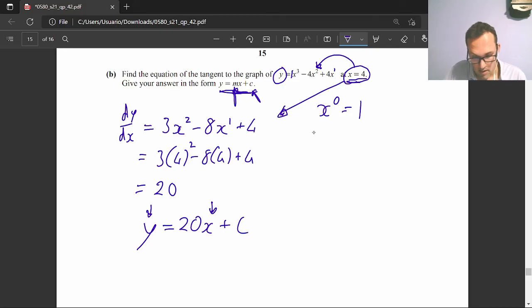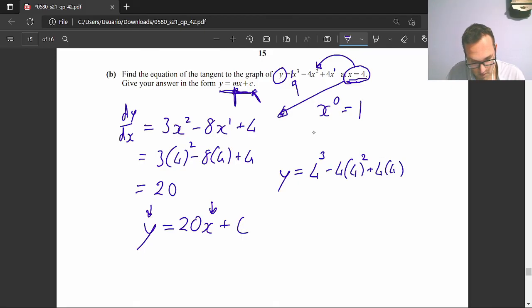So let's do that. We want to know what is the y value when x equals 4. So we substitute all the x's for a 4. So that's 4 cubed minus 4 times 4 squared plus 4 times 4. Oh my goodness, look at all those 4s. Right, here we go. 4 cubed minus 4 times 4 squared plus 4 times 4. And that gives us 16. Excellent. We now have a coordinate. We've got the coordinate 4, 16.